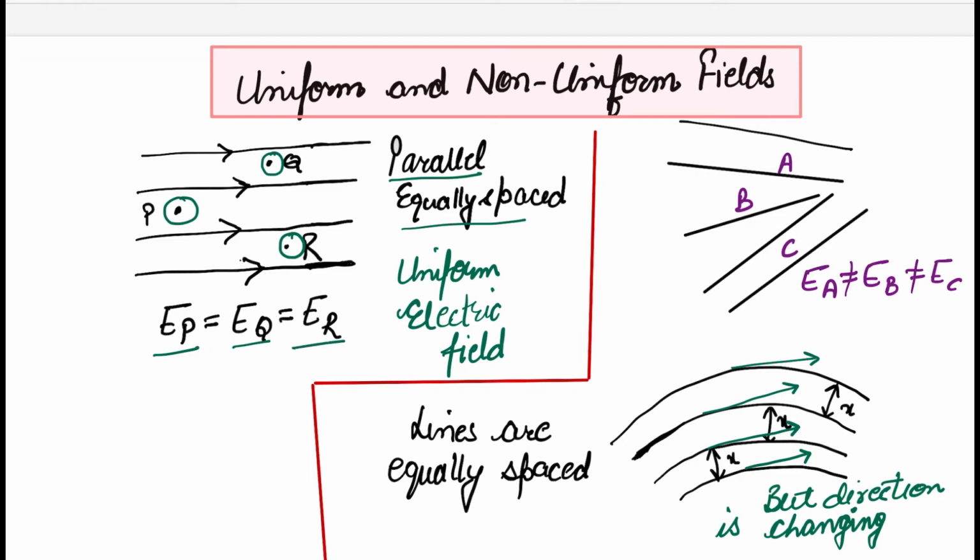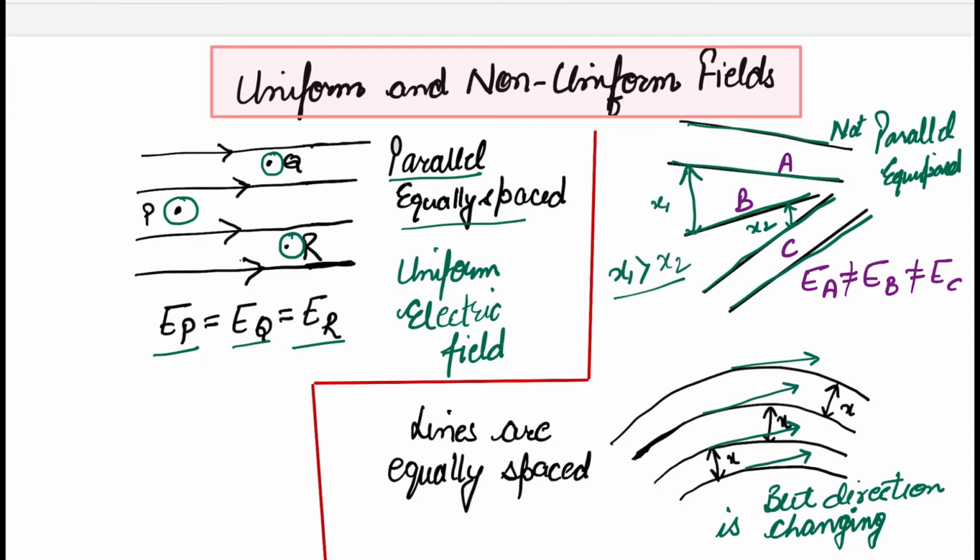If you draw lines like this and these lines are not parallel, not even equispaced, the distance between the lines is large here and small here. If I say this is x1 and this is x2, then x1 is greater than x2. Then the electric field at point A is not equal to that at B and not equal to that at C, right?